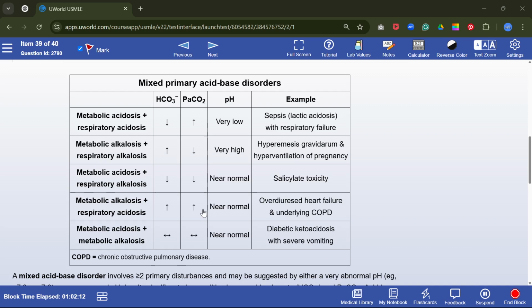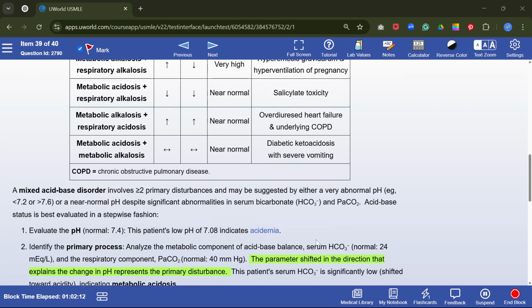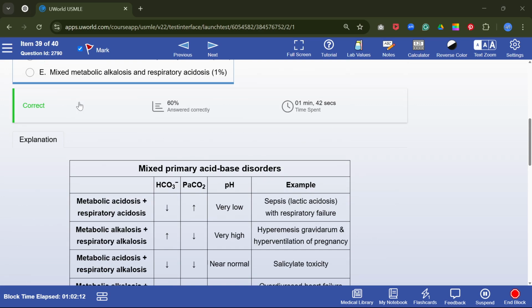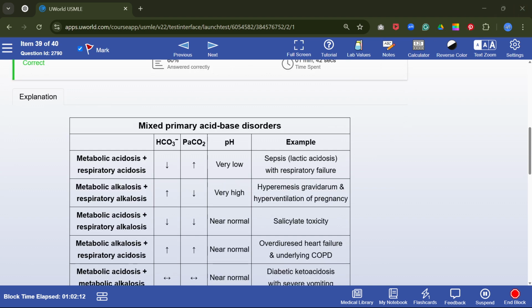So PaCO2 in respiratory acidosis, it is reverse. PaCO2 is high. So it is over-diuresed heart failure. Metabolic alkalosis and respiratory acidosis: over-diuresed heart failure and underlying COPD. And metabolic acidosis and alkalosis, bicarbonate and PaCO2 normal and pH near normal: it is diabetic ketoacidosis with severe vomiting. This is all about mixed primary acid base disorder. Hope you enjoyed.